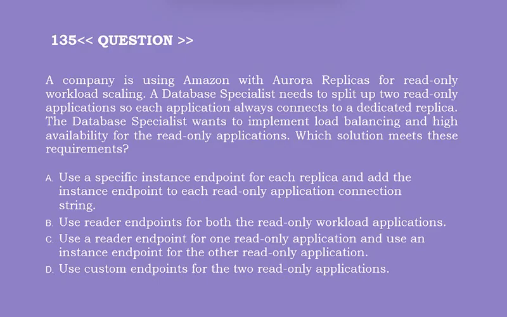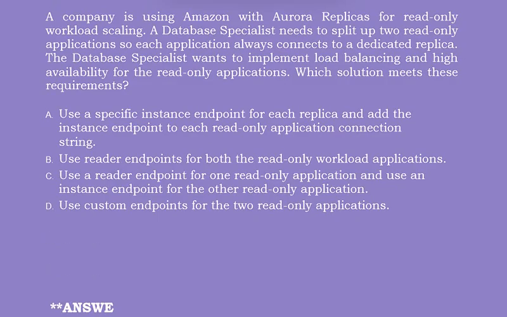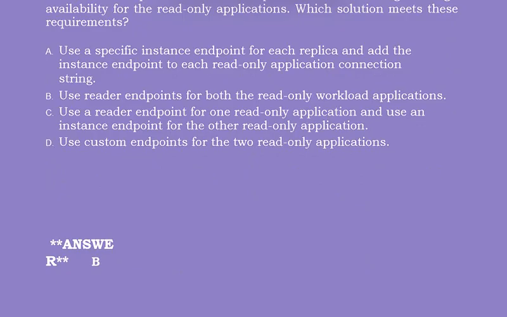Option A, use a specific instance endpoint for each replica and add the instance endpoint to each read-only application connection string. Option B, use reader endpoints for both the read-only workload applications. Option C, use a reader endpoint for one read-only application and use an instance endpoint for the other read-only application. Option D, use custom endpoints for the two read-only applications. Correct answer is option B.